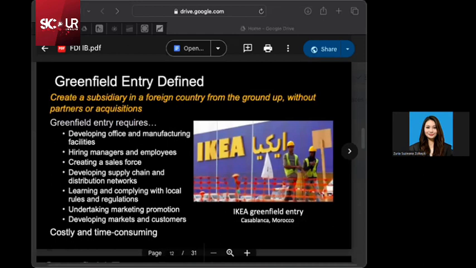Costly and time consuming. So definitely this is costly and time consuming, because you have to start all over again. Okay, so for example, IKEA greenfield entry here in Casablanca, Morocco. Now you can see IKEA in Malaysia as well. They have several branches, right?